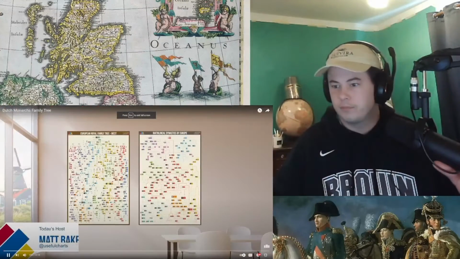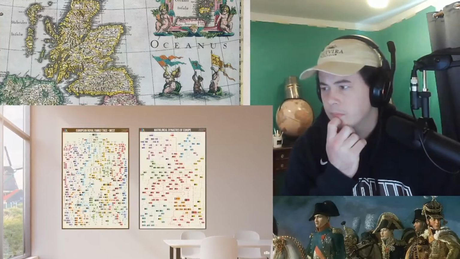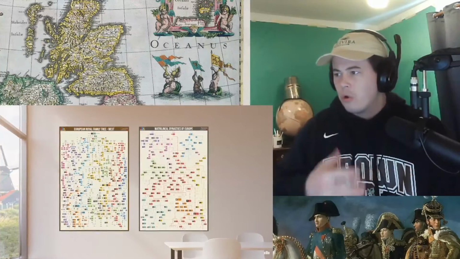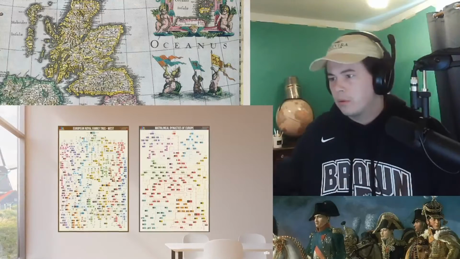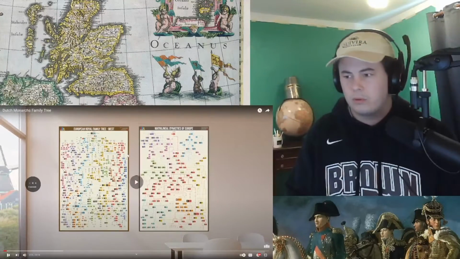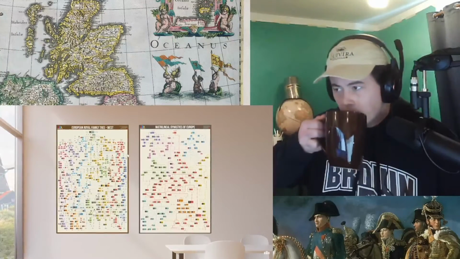Hi, this is Matt Baker. Today I'm going to show you the family tree of the stadholders of the Dutch Republic, as well as the monarchs of the Netherlands. So I'll be starting with William the Silent, who helped establish Dutch independence in 1581, and going all the way down to the current King of the Netherlands, Willem-Alexander.